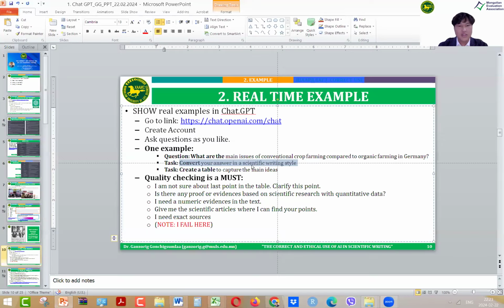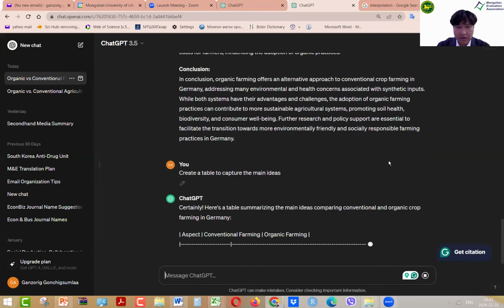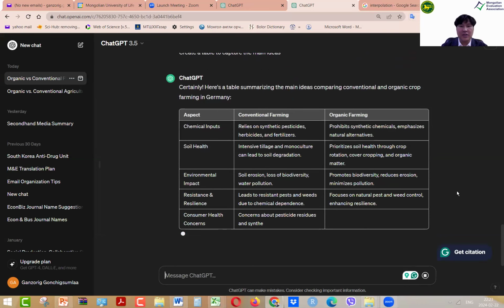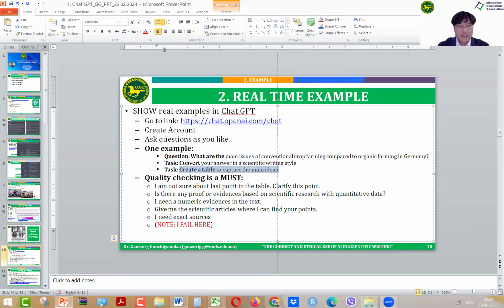So it can do this, and then my next task is to create a table to capture the main ideas. So it can also create tables to distinguish and categorize your answers, and comparing is very good. Sometimes you write something and then you want to make it into a table, but instead of doing it by yourself, you can just ask ChatGPT to convert your text into tables.